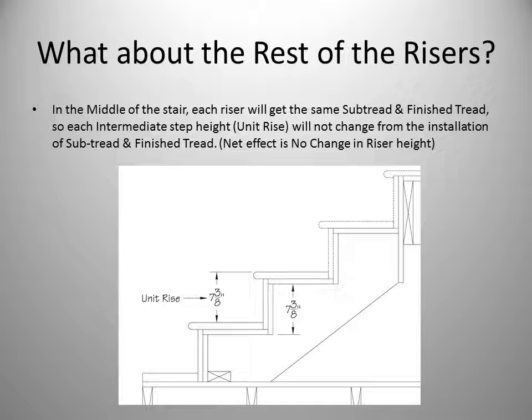When we cut our stringer, we cut to our unit rise and our unit run, in this case 7 3/8 inches. When we go to install our subtread and finished tread, since we're installing the same materials on each of the treads, the net effect is 0. So we still end up with our unit rise of 7 3/8 after we install our subtreads and finished treads.